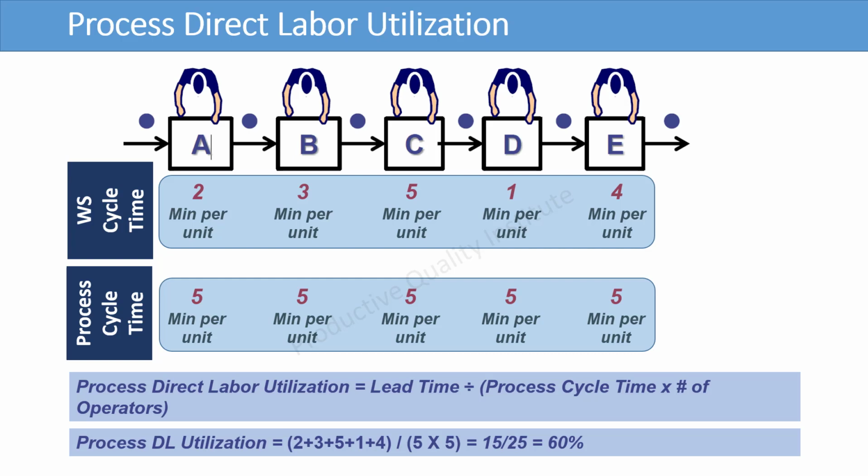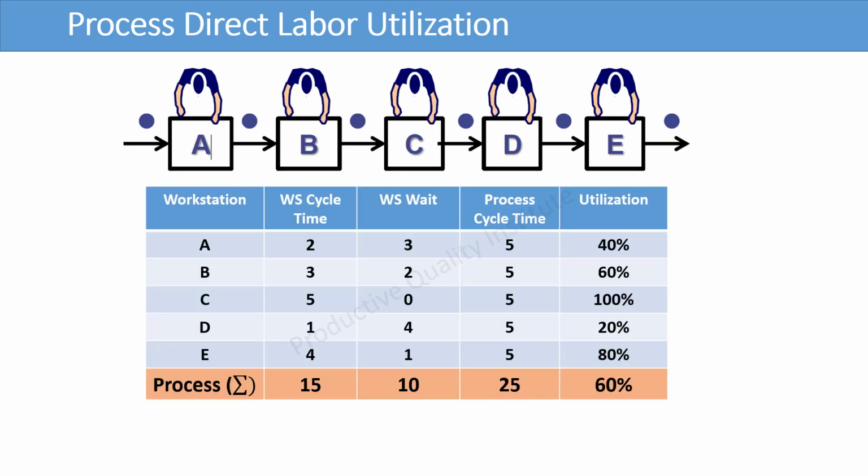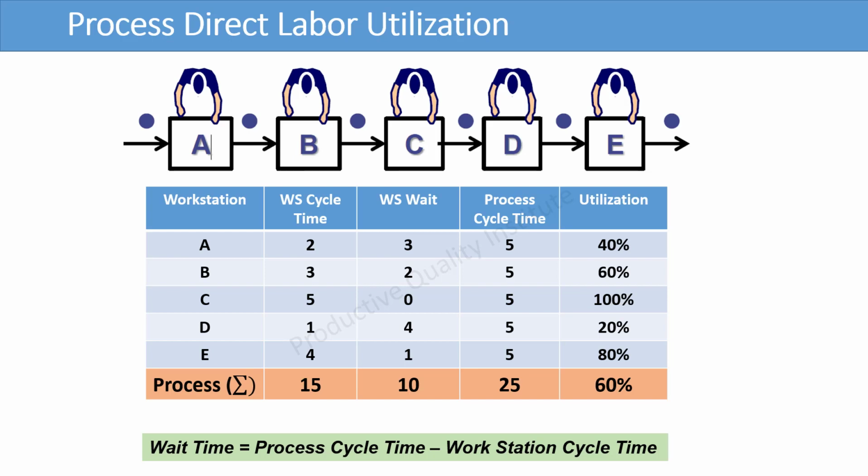Process direct labor utilization is equal to the lead time divided by the process cycle time multiplied by the number of operators. Process direct labor utilization is equal to (2 plus 3 plus 5 plus 1 plus 4) divided by (5 times 5), which is equal to 60%. The wait time is equal to the process cycle time minus workstation cycle time.